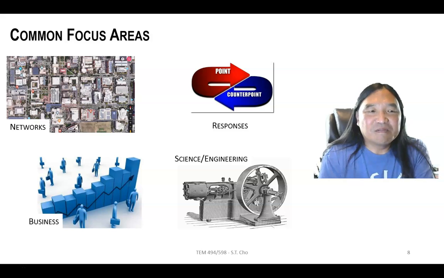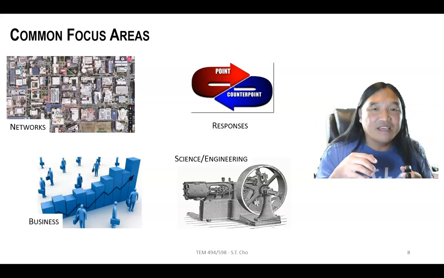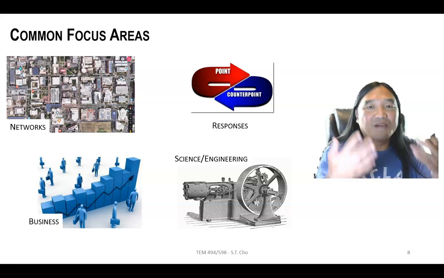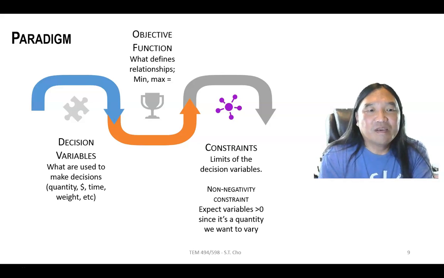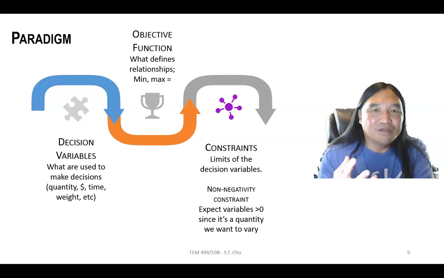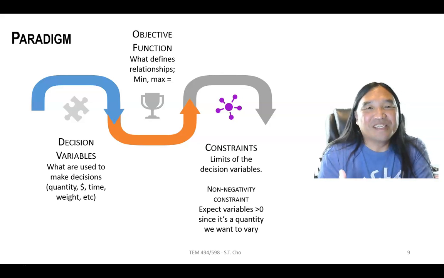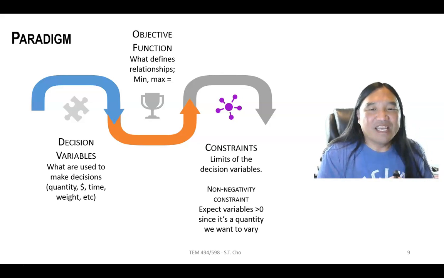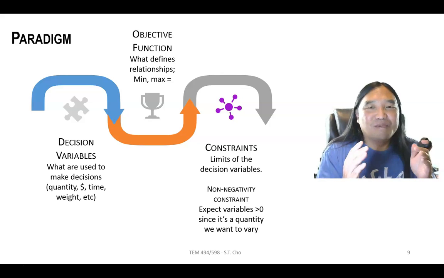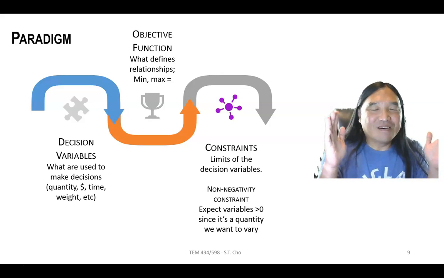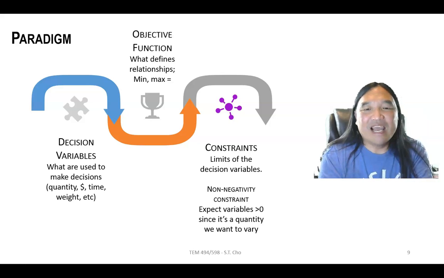Common focus areas used in operations research are networks, meaning how different entities are all connected, and how people respond in business, science, and engineering. These are the areas that use data the most. The paradigm of doing these problems is first I have decision variables. Those are my knobs I can turn. The objective function is ultimately what I want to get. And there are constraints. Variables can't be infinite, or I'm never going to solve it. So how do I pare it down?